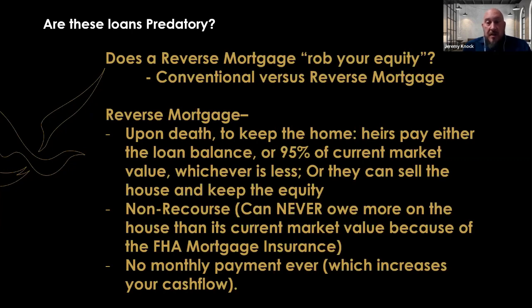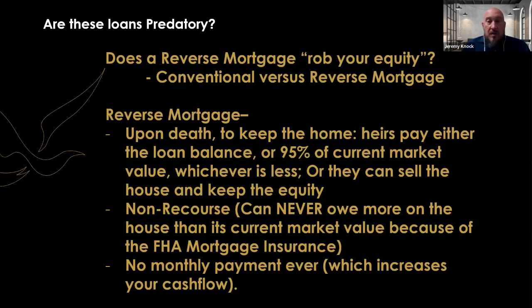Now, here's the other neat distinction with that: because it's non-recourse, that means they can never owe more on the house than its current market value, because there's FHA mortgage insurance. So what that means is the heirs could go get an appraisal and say, hey, you know what? The house is worth 200 grand today. I know in 6 years, it'll be worth 500 grand again. We're going to make this happen.